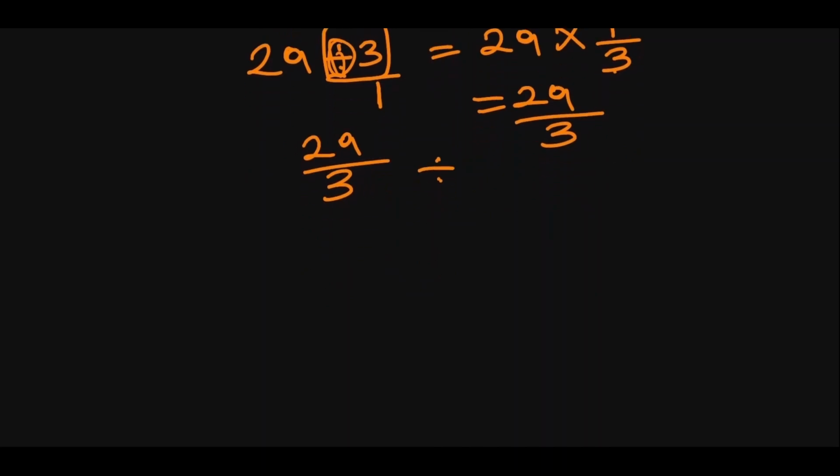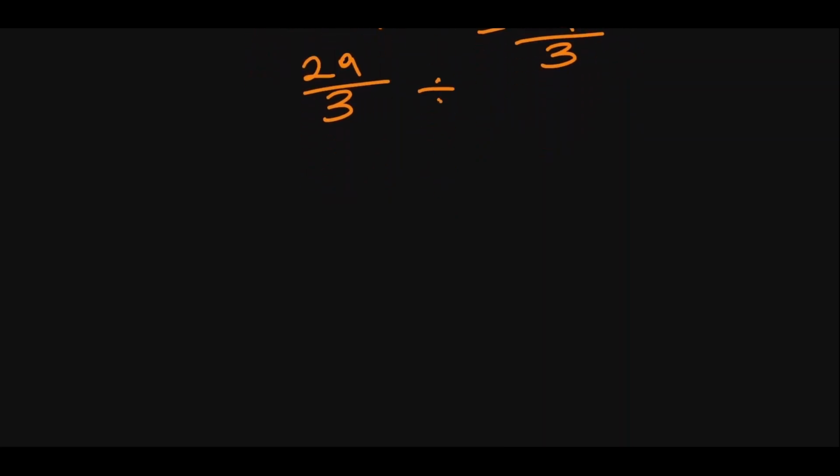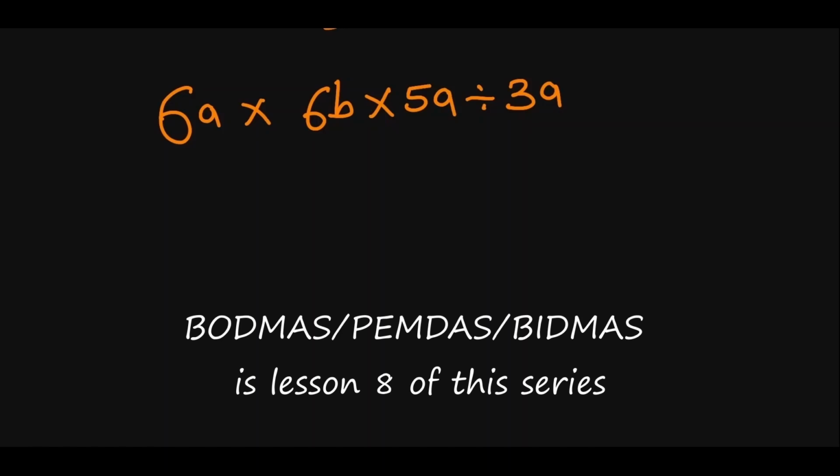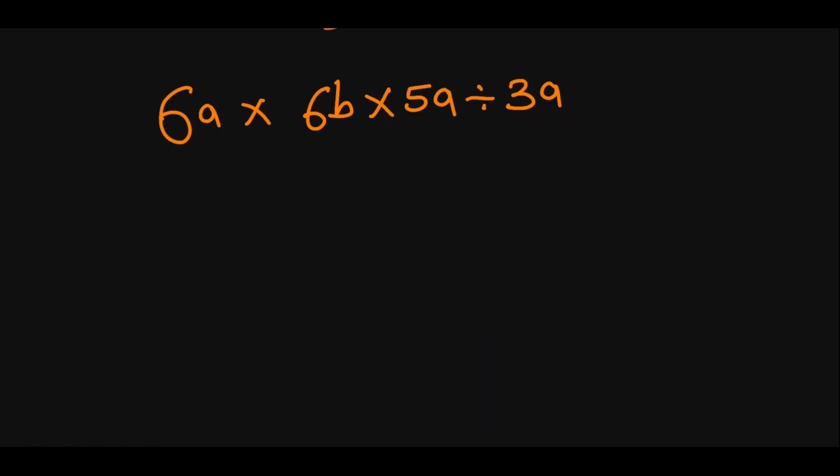Now let us look at a typical algebraic setting that has both multiplication and division and see how these things we've learned will help us solve these questions. Now look at this expression on your screen. 6a times 6b times 5a divided by 3a. Now remember, don't forget the previous lessons. We said when you have an expression like this, the first thing to do is to check if all the operators are from the same family. If they are not from the same family, then you have to apply BODMAS, which is the lesson we are going to do in the future. In the same way, looking at this, they are all from the same family, so we can go ahead and simplify.